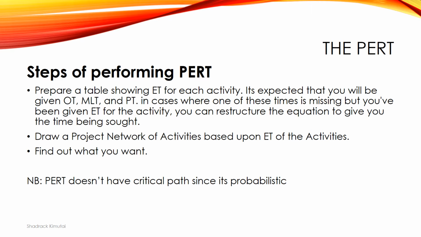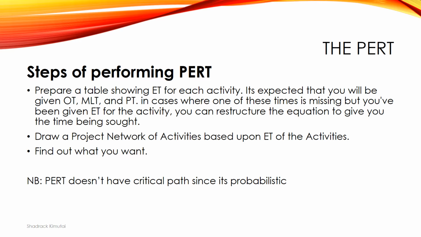Now, for us to come up with a PERT network, there are a number of steps that we must follow. First of all, we should prepare a table showing the estimate time for each activity. The estimate time will be the time that we'll obtain from optimistic time, most likely time, and pessimistic time. There is a formula that has been given in the previous part of this lesson on how to calculate that.